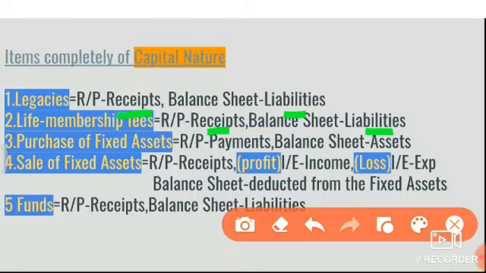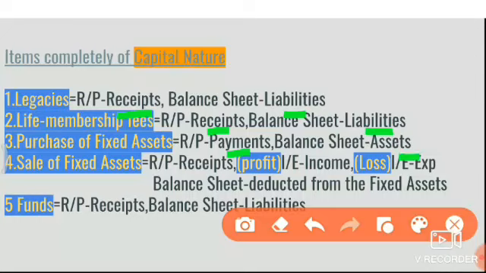Number three, purchase of fixed asset. Now we know purchase of fixed asset is a capital nature item, like purchasing of furniture. When payment is made for purchasing fixed asset, at the end of the year the total payment of purchase of fixed asset is shown towards the payment side of the receipts and payments account, and in the balance sheet such purchase is shown as asset. For example, if furniture is purchased, then furniture will be shown as an asset in the balance sheet towards the asset side.